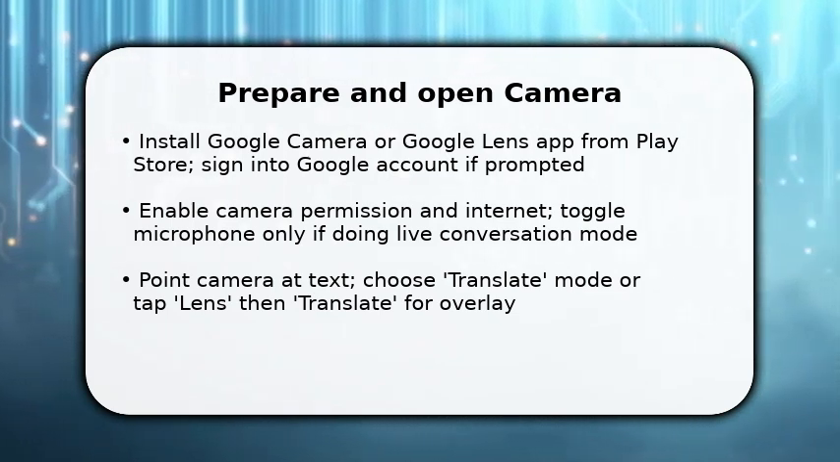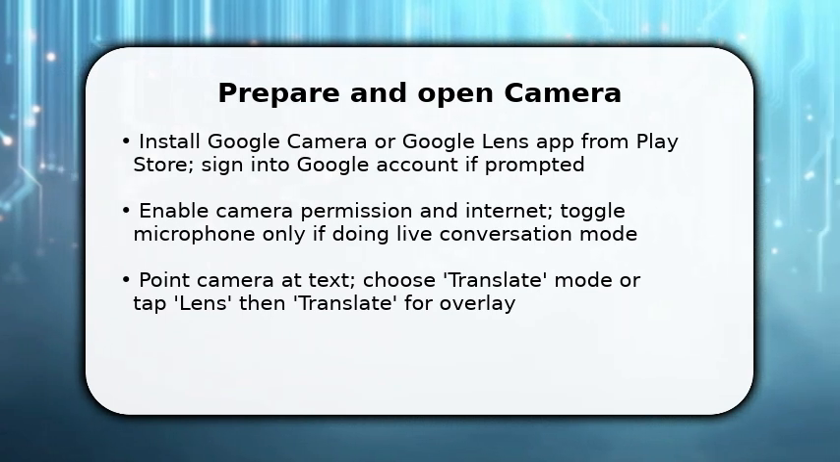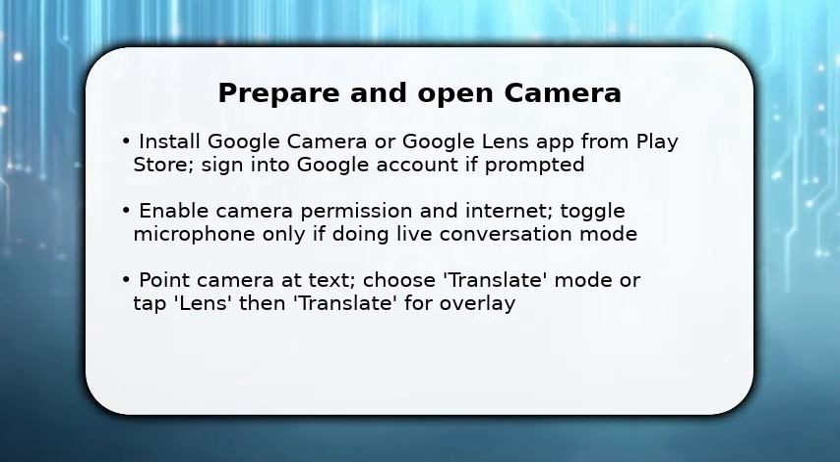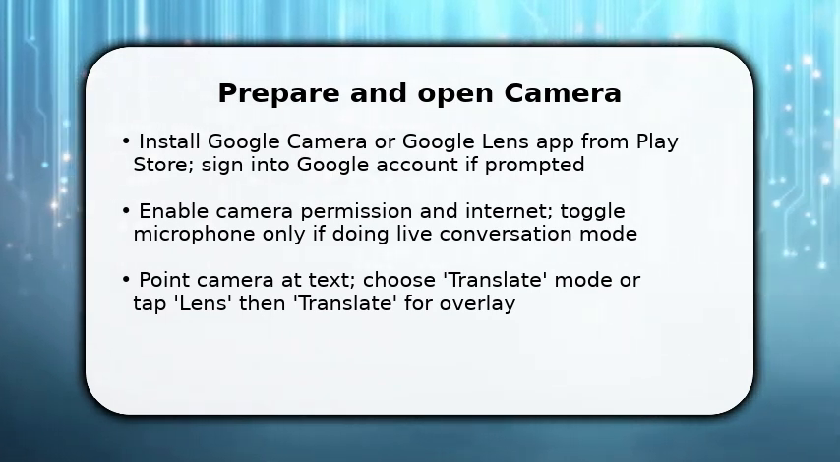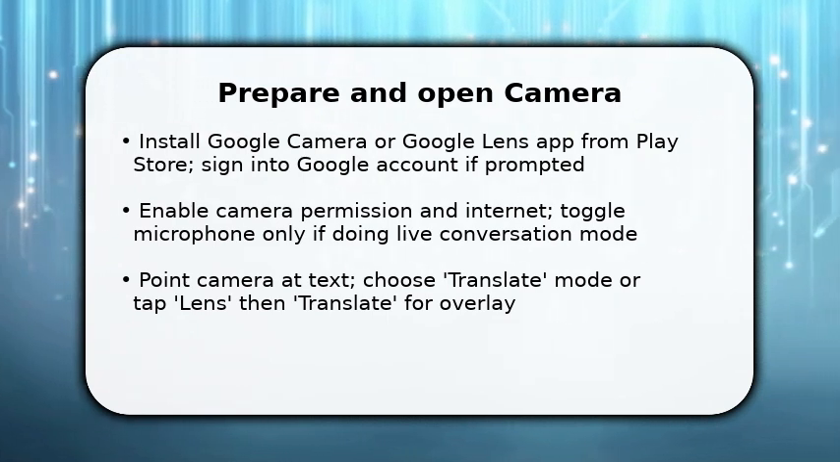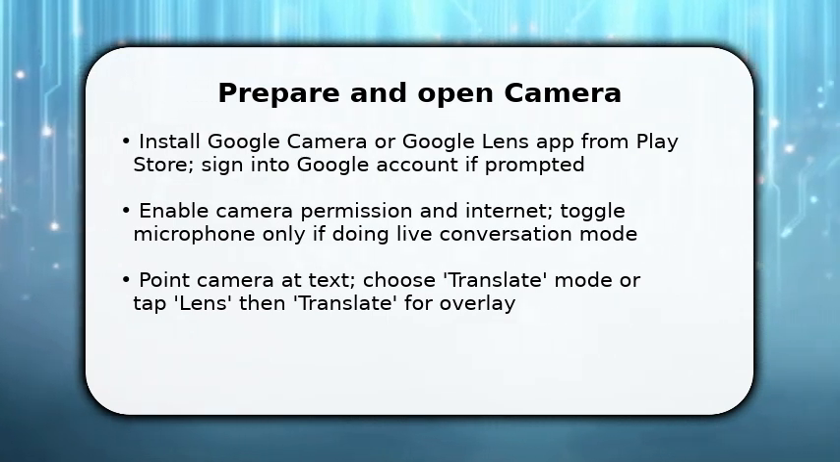Once done, point the camera at the written text and hold steady. This provides a clear frame for character recognition. Doing this now speeds up recognition and reduces errors caused by motion blur or poor lighting.